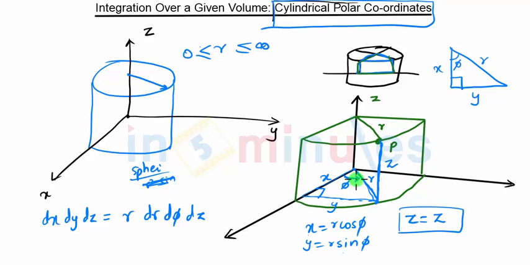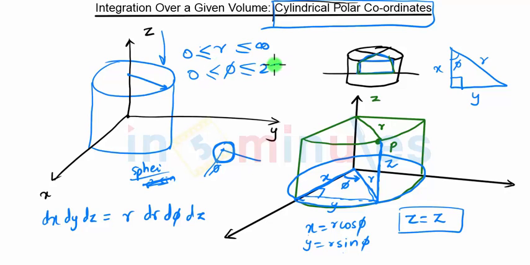What will be the limits of phi? The limits of phi will start from this point and make one complete circle, because the cylinder is a circle when we see it from the top. When we see from the top in the xy plane, we get one circle. So we start from this point and end at this point. That is, our phi will vary from 0 to 2 pi. So the limits of phi will be from 0 to 2 pi.